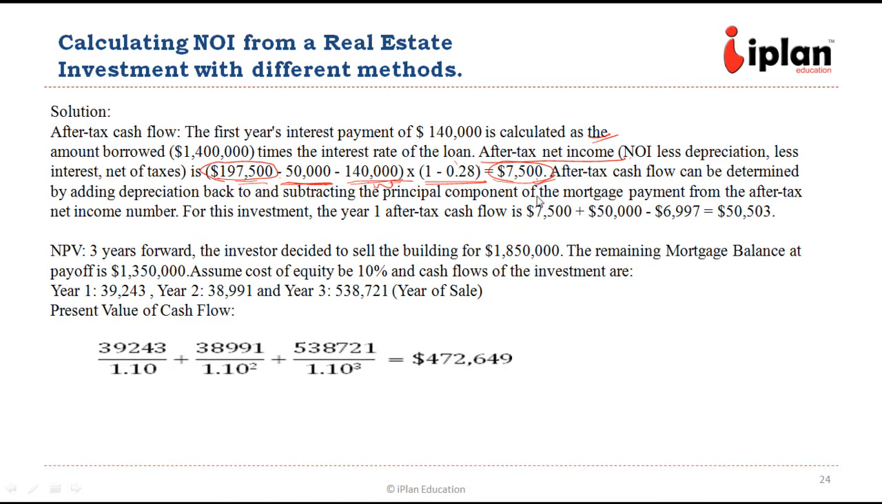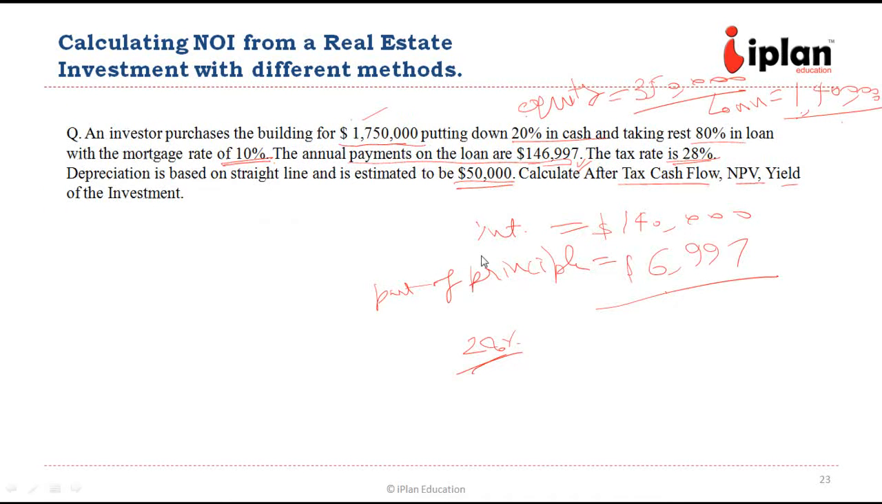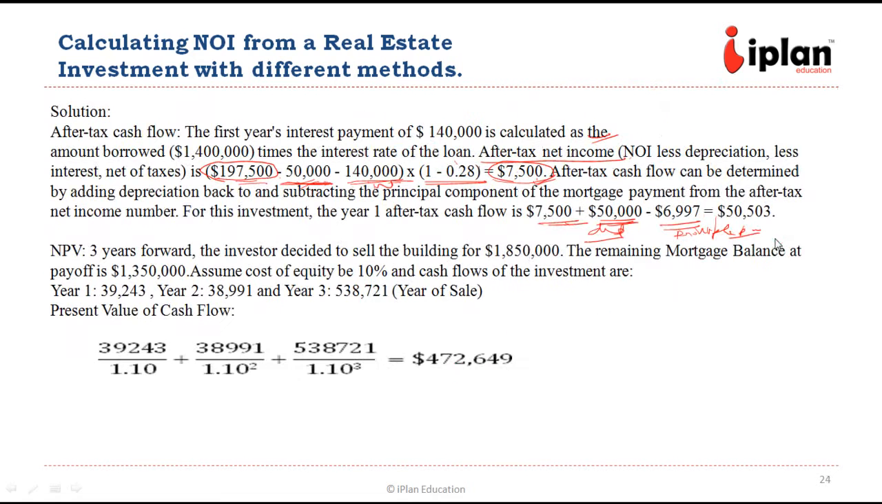But in order to find out the cash, we need to add back the depreciation, since it is a non-cash expense. For taxation we need to consider it, but otherwise for cash flows we have to add it back. So 7,500 plus 50,000, which was depreciation, minus 6,997. This was the principal payment. So as we know, 140,000 was the interest and 6,997 was the principal which was to be paid in the mortgage. So we subtract that. Finally we have 50,503. This is the after tax cash flow for the first year.